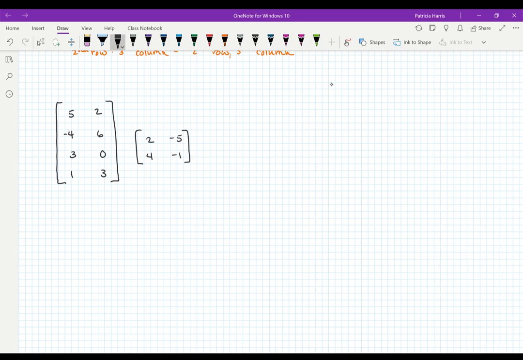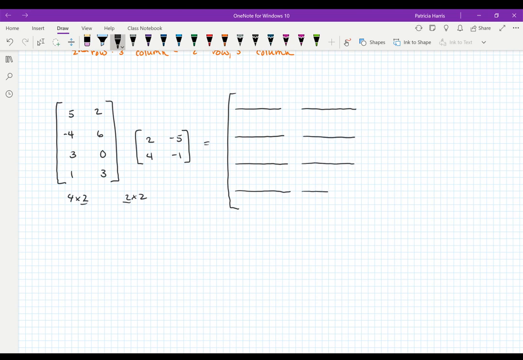Okay, let's see if it's even possible. So this is a 4 row by 2 column, and this is a 2 by 2. So I should get a 4 by 2 matrix out. There's my 4 rows. Two columns.